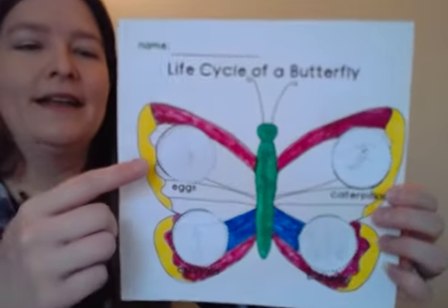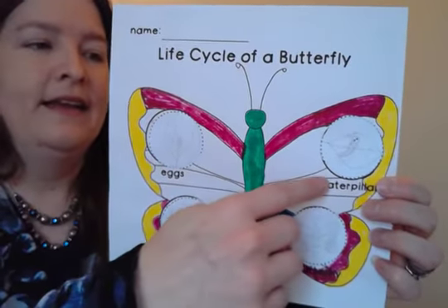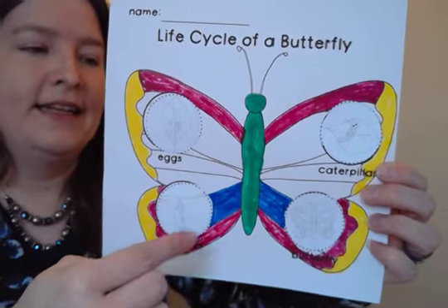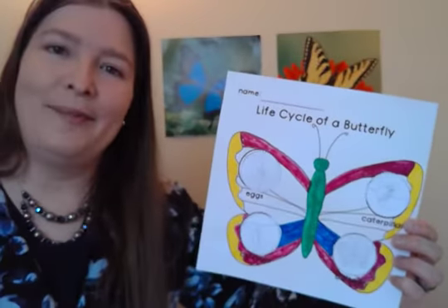And always remember, the life cycle starts with eggs, then there's a caterpillar, then a chrysalis, and then a butterfly, just like in Jack Hartman's song.